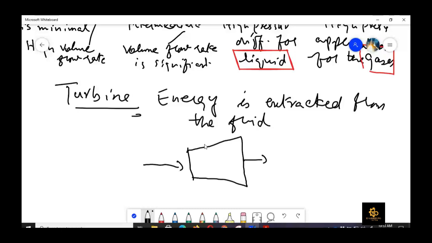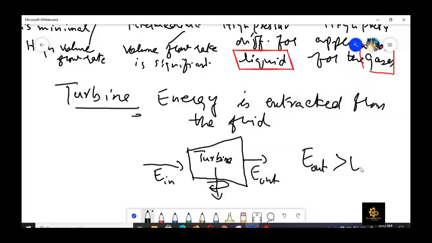So energy in and energy out is defined. Here we get net work output, which is on a rotating shaft, and then this shaft is attached to some generator to produce electricity. So here we can say E out is greater than E in. It means that whatever energy the fluid imparts on the turbine blades would result in a decrease in its energy at the outlet, right?